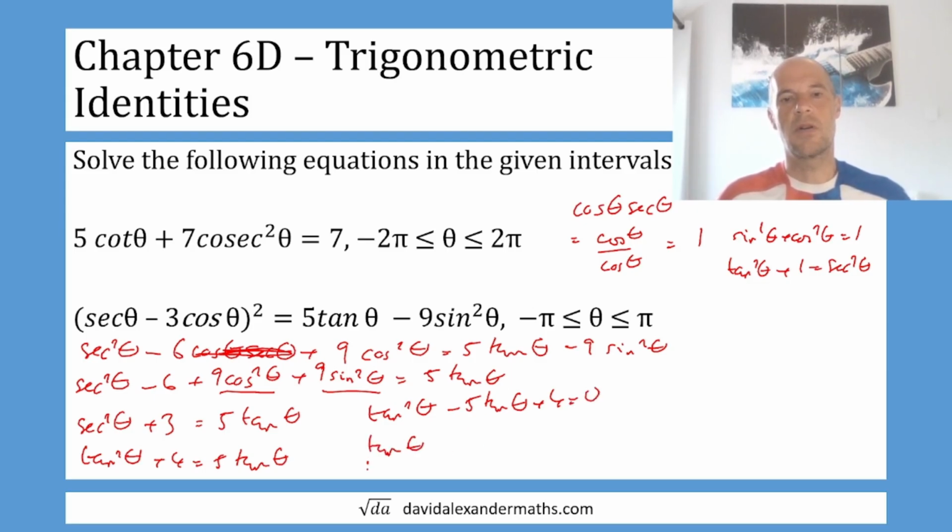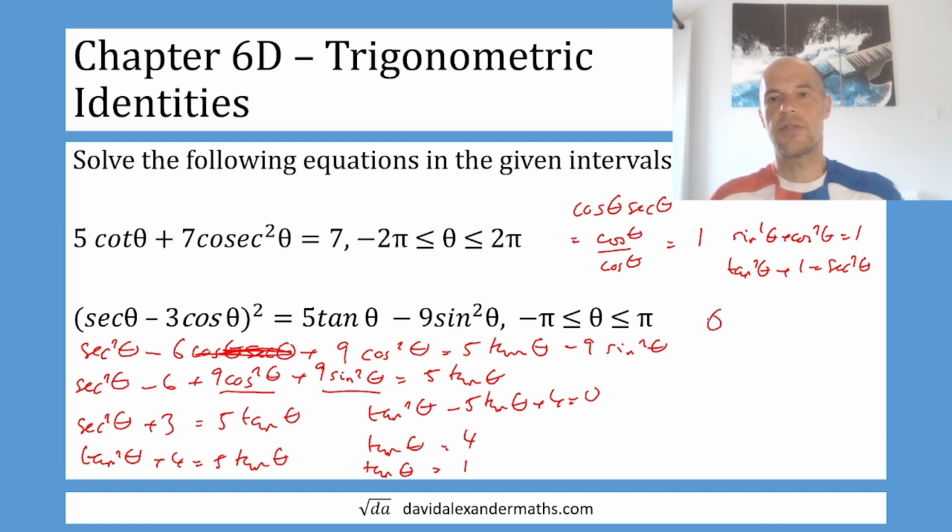So let's solve it. Quadratic equation solver on the calculator: 1x squared minus 5x plus 4. I'm getting that the tan of theta is 4 and 1.